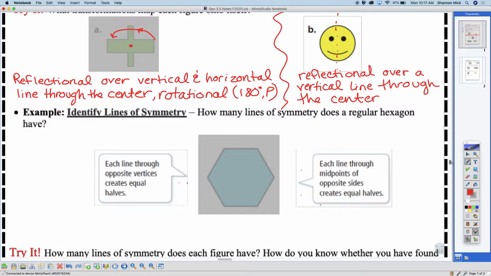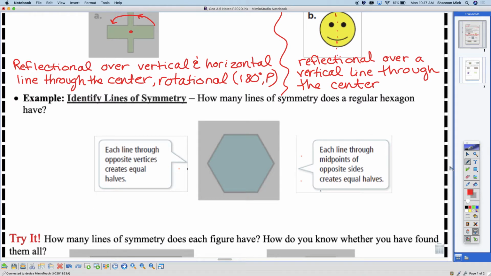Okay, so an example of identifying lines of symmetry. How many lines of symmetry does a regular hexagon have? Well, I can go through each of the vertices, correct? Yeah. So I have 1, 2, 3. Do not count both ends. That's an error that a lot of people will make. They'll count both ends, like this end and this end of the same line.